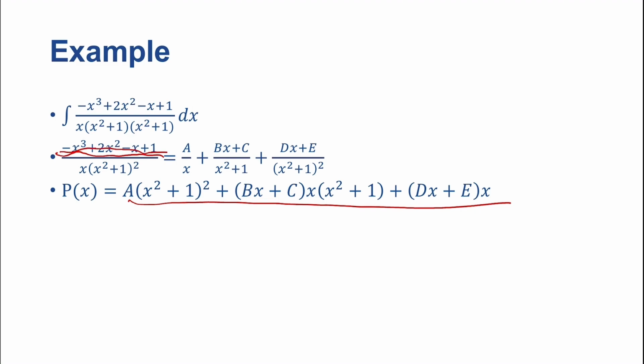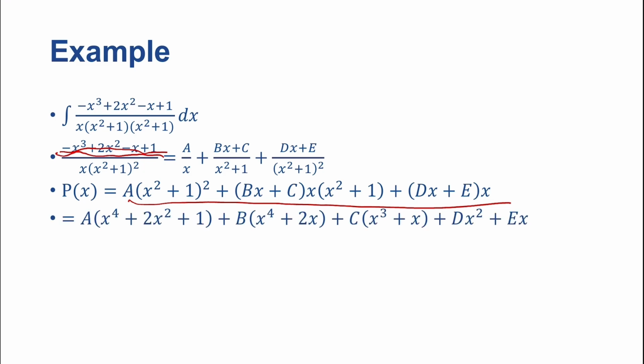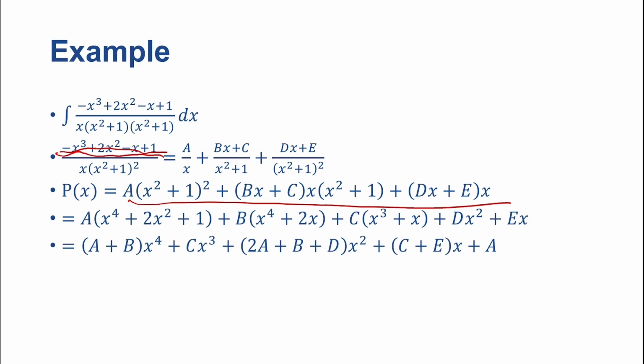That's our numerator. So p of x is equal to A times x squared plus 1 squared plus Bx plus C times x squared plus 1 plus Dx plus E times x. Whew. Now let's expand all of this. We get A times x to the fourth plus 2x squared plus 1, plus B times x to the fourth plus 2x, plus C times x cubed plus x, plus Dx squared plus Ex. Now let's put everything in terms of our different orders. We get A plus B times x to the fourth, plus C times x cubed, plus 2A plus B plus D all times x squared, plus C plus E times x, plus A. That was a mouthful. Sorry if I jumbled everything.